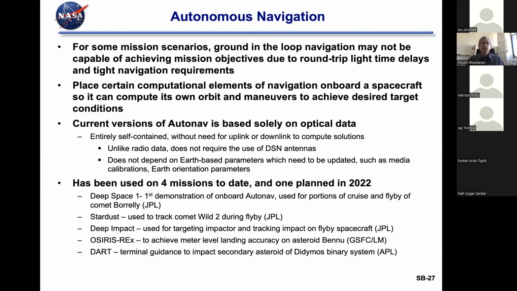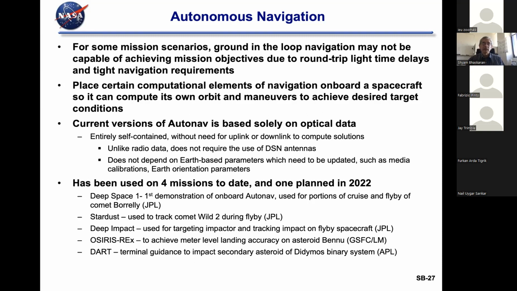And I will touch now briefly on something called autonomous navigation. All the things I've talked about so far are navigation done on the ground, in the loop. We have teams of navigators on the ground that take the tracking data. They do the orbit determination solutions. They perform maneuvers.